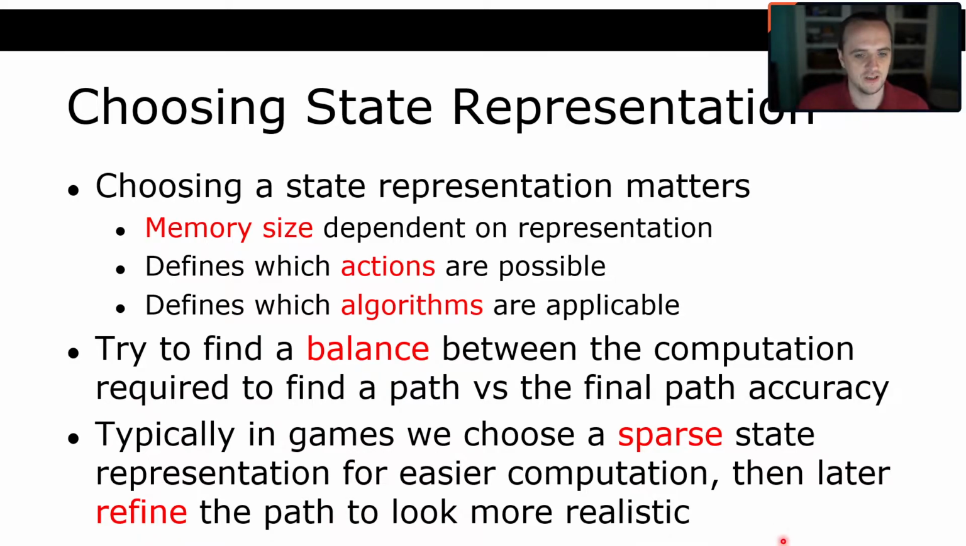So there's always a trade-off between the coarseness of our representation and the accuracy of our final solution. Typically in games, we choose a sparse state representation for easier computation. We do our computations in that sparser, more abstract space, and then later we can refine the path to look more realistic. And I'll talk about what that is in a couple of slides.